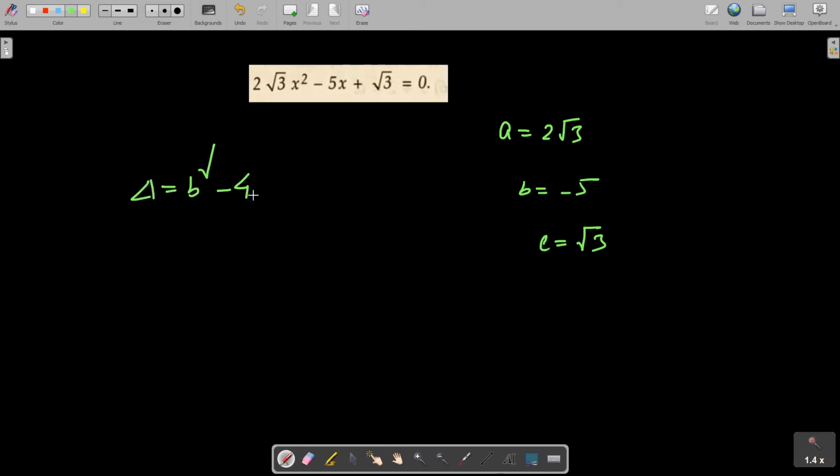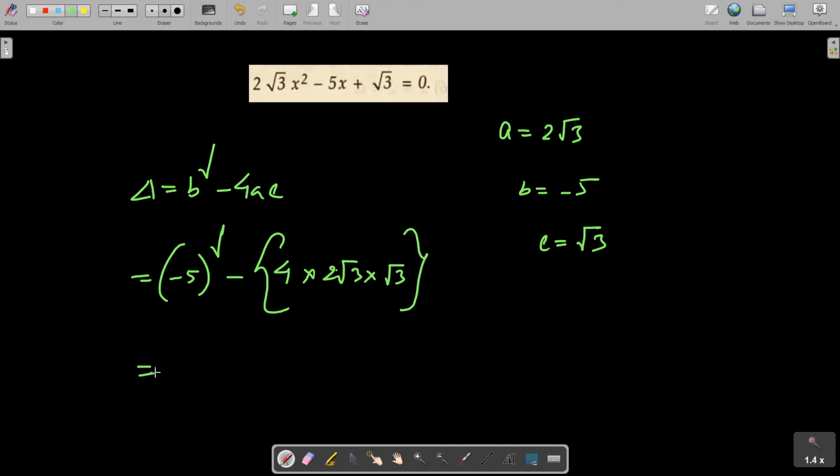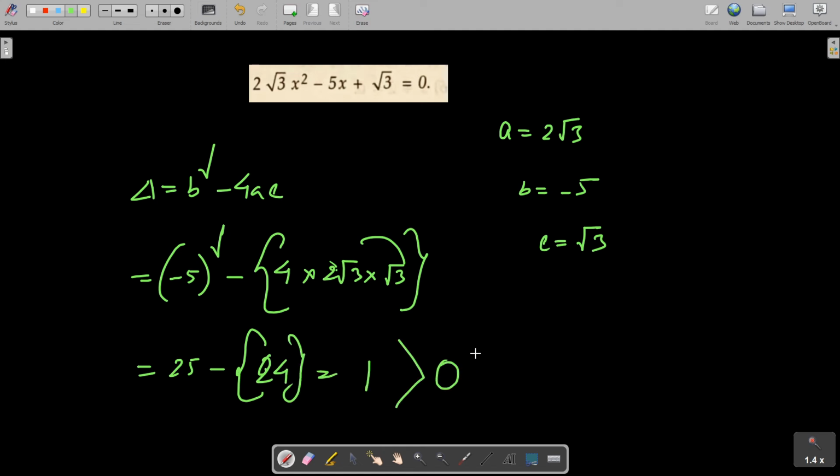It will be B square minus 4AC. So we have minus 5 whole square minus 4 into 2 root over 3 into root over 3. Minus 5 square is 25. Here root 3 into root 3 will give me 3. 3 into 2 is 6. 6 fours are 24. 25 minus 24, it's 1, which is greater than 0.